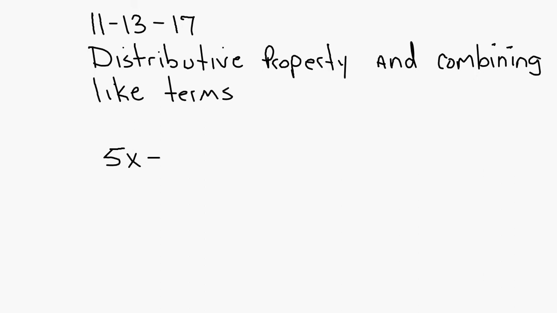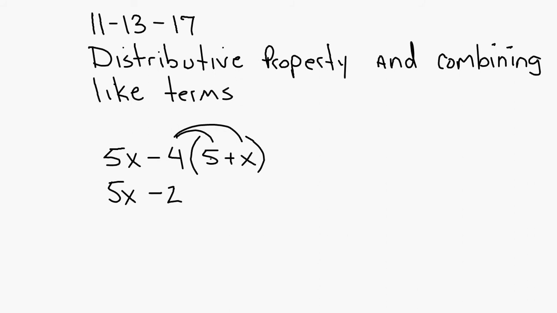5x minus 4, and then in parentheses, you got 5 plus x. In all of the problems that you do today, the first step will be the distributive property. So in this case, you're going to distribute this -4. So you're going to rewrite, or you're going to bring down the 5x. And now you're going to take -4 times 5, which is -20. And then -4 times the x, which is -4x.